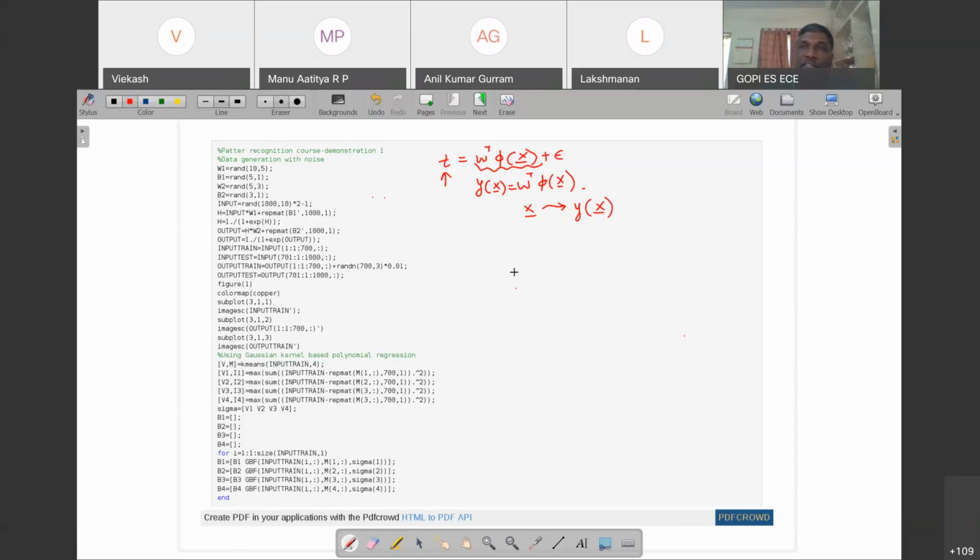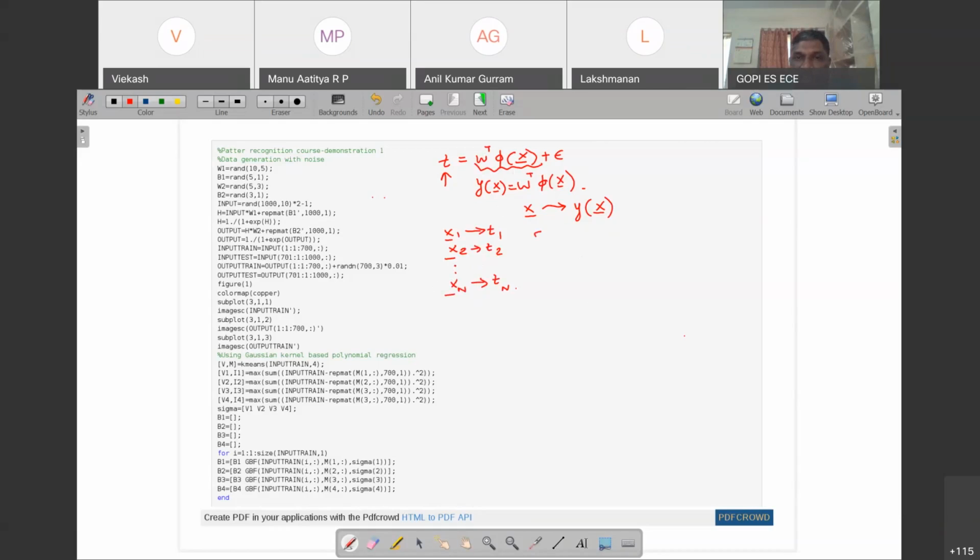So let us recollect what we did. The training set is x1 with the corresponding observation t1, x2 with t2, and so on, up to xn with the corresponding observation tn. Our interest is to get this w, so we use what is called the maximum likelihood estimation.